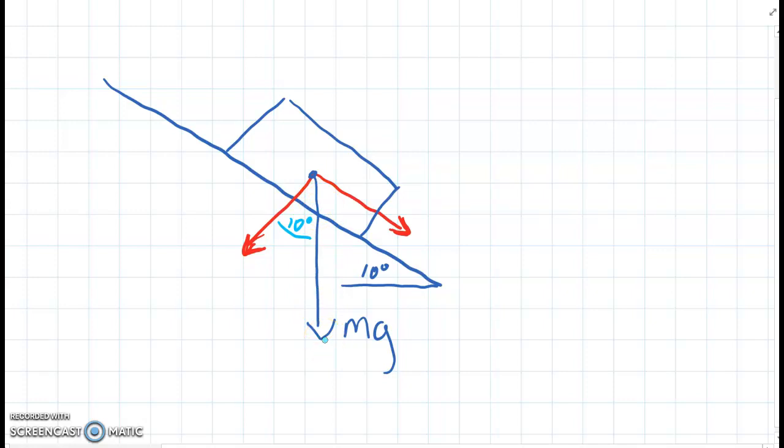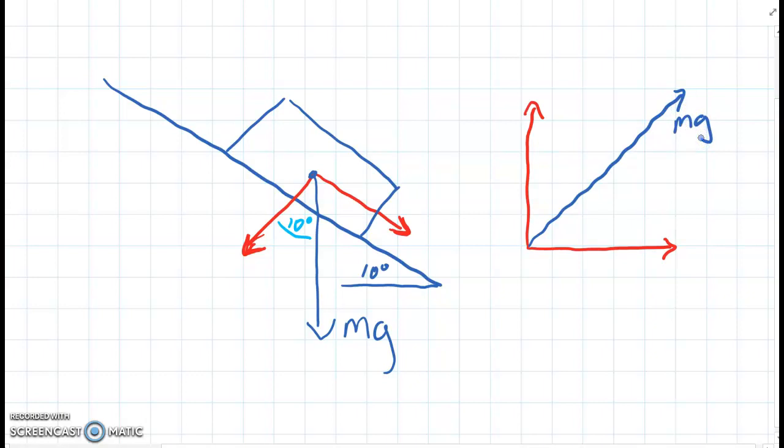Now, what makes this much easier is if you take this diagram and flip it over. So I'm going to take all of this and rotate it around. So we have our two vectors. Now I have my mg. And then I'm going to put my angle of 10 degrees in here.